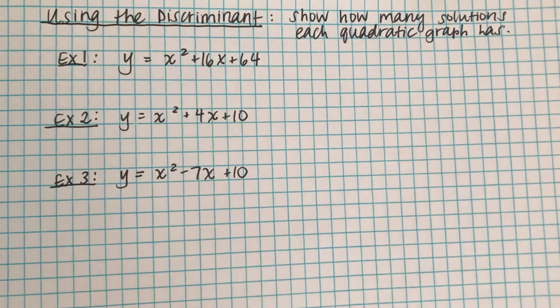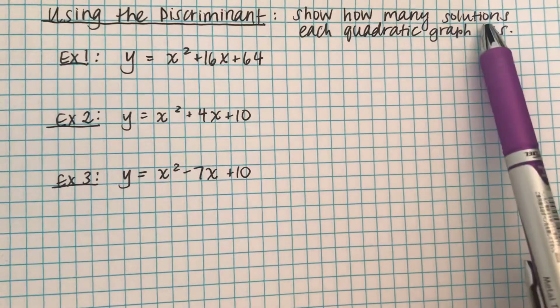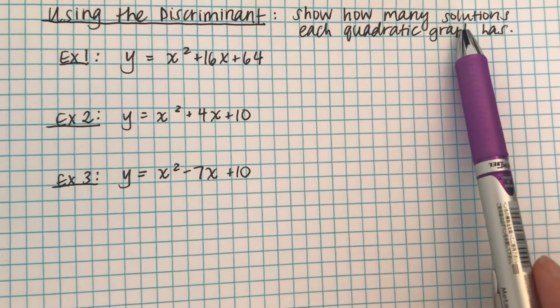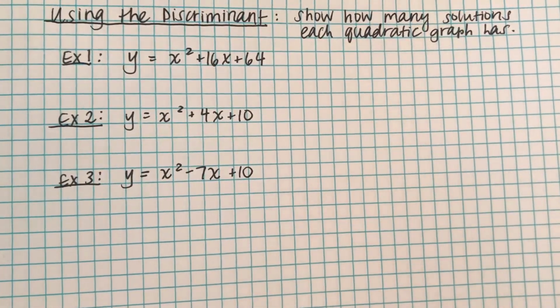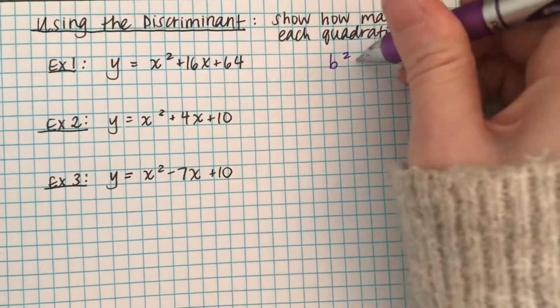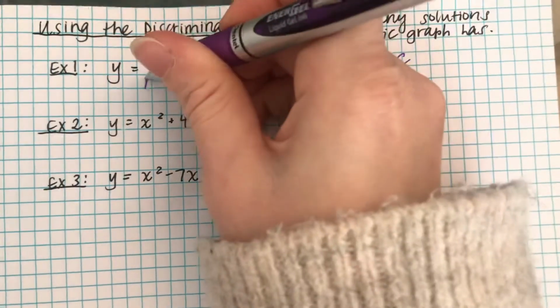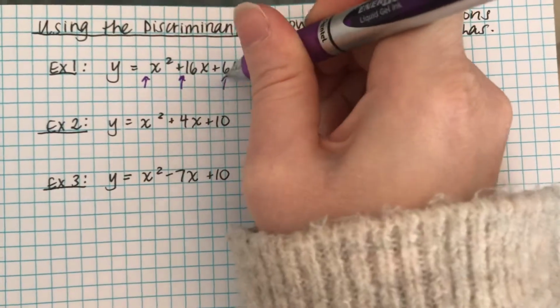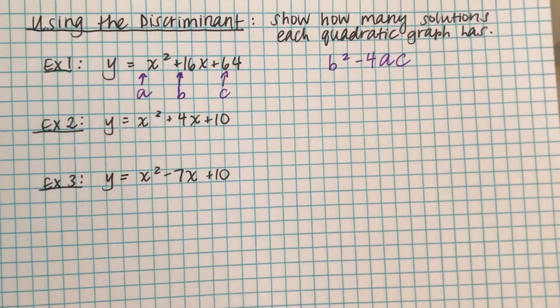All right, here's an example where we could put the discriminant to use. If you were asked something like show how many solutions a quadratic has, or show why this is the number of solutions that a quadratic graph has, you would use the discriminant. So remember, our formula is b squared minus 4ac. Basically all we need to do is determine the a, b, and c values and then replace them into this formula and calculate. Pretty simple.